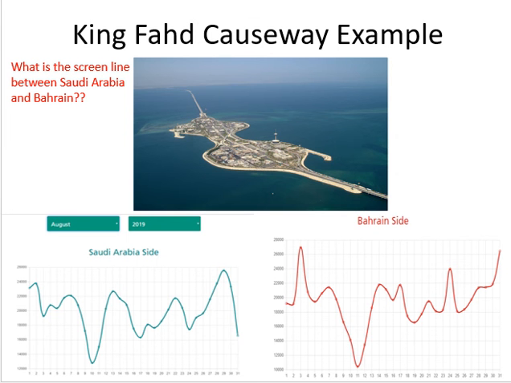And I have just downloaded two graphs from there. How many people enter from the Saudi side? How many people enter from the Bahrain side? And this is only for 1 month, and they have it for all the months from the time the causeway was opened. So this is a real example of a screen line count.